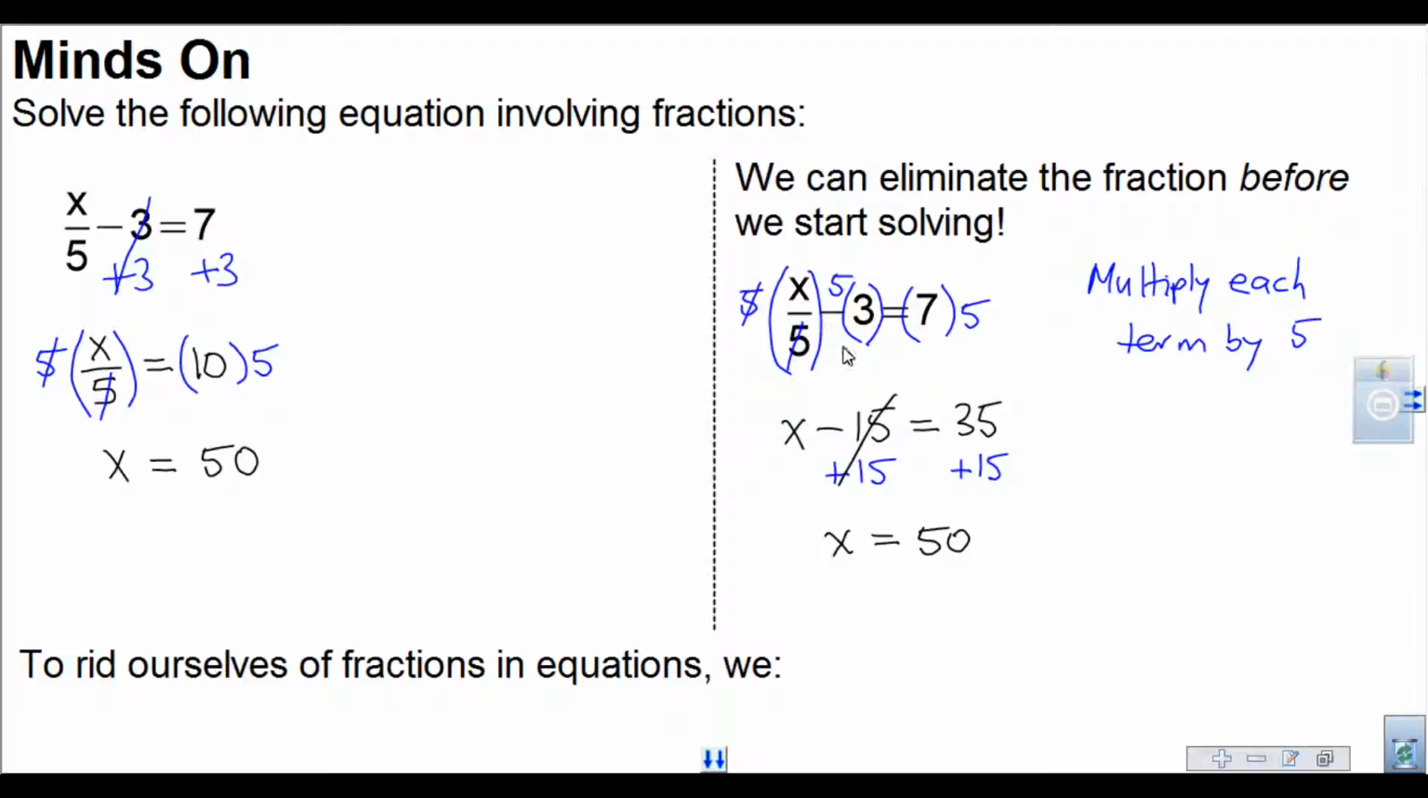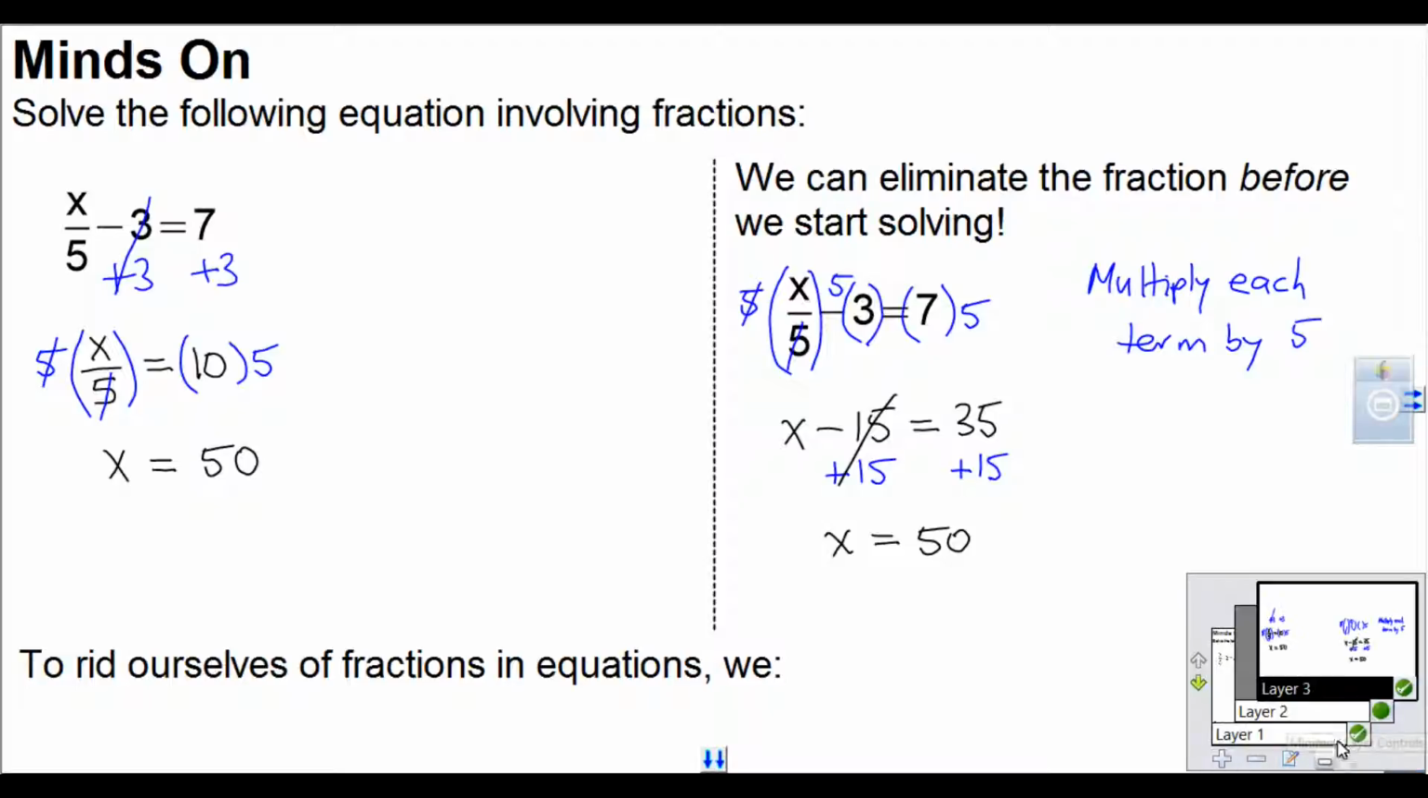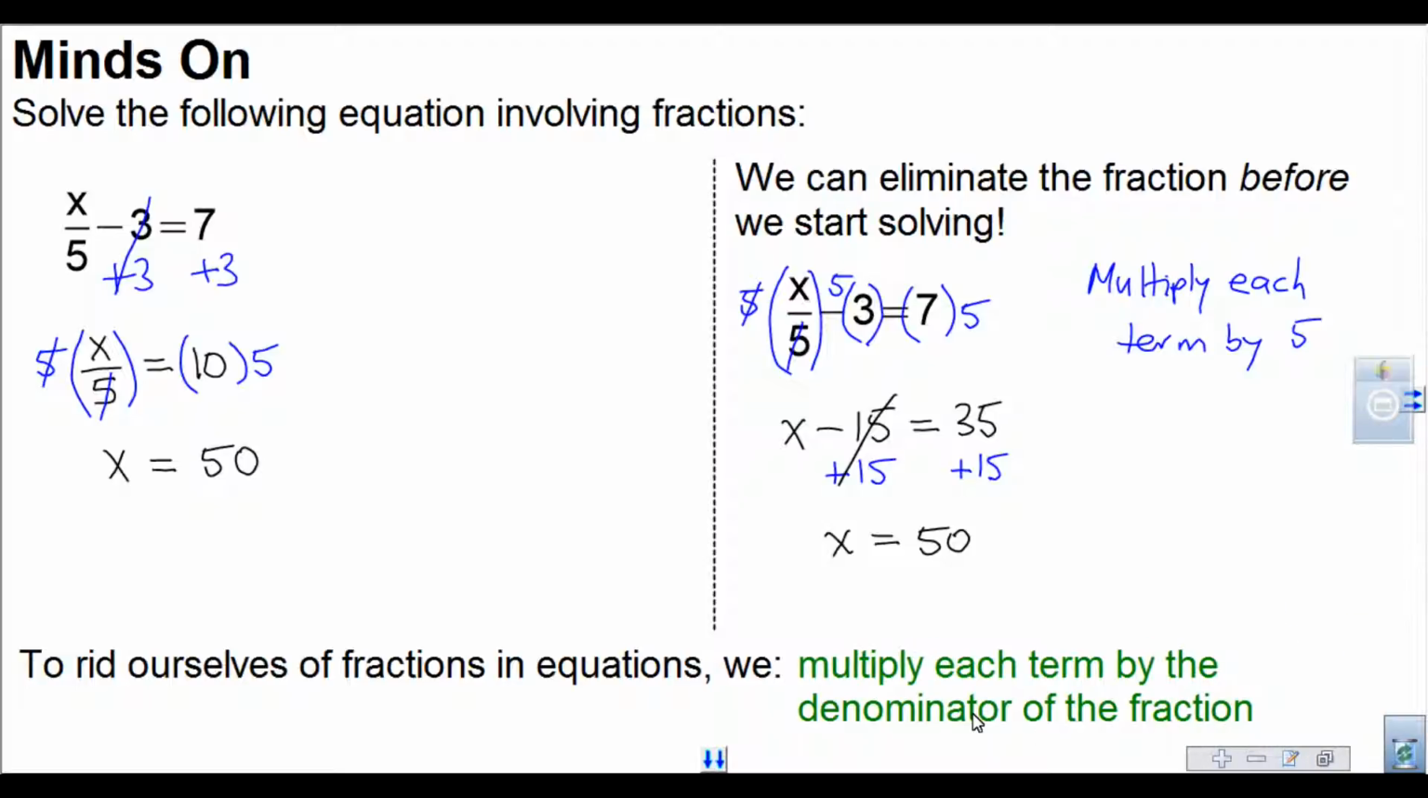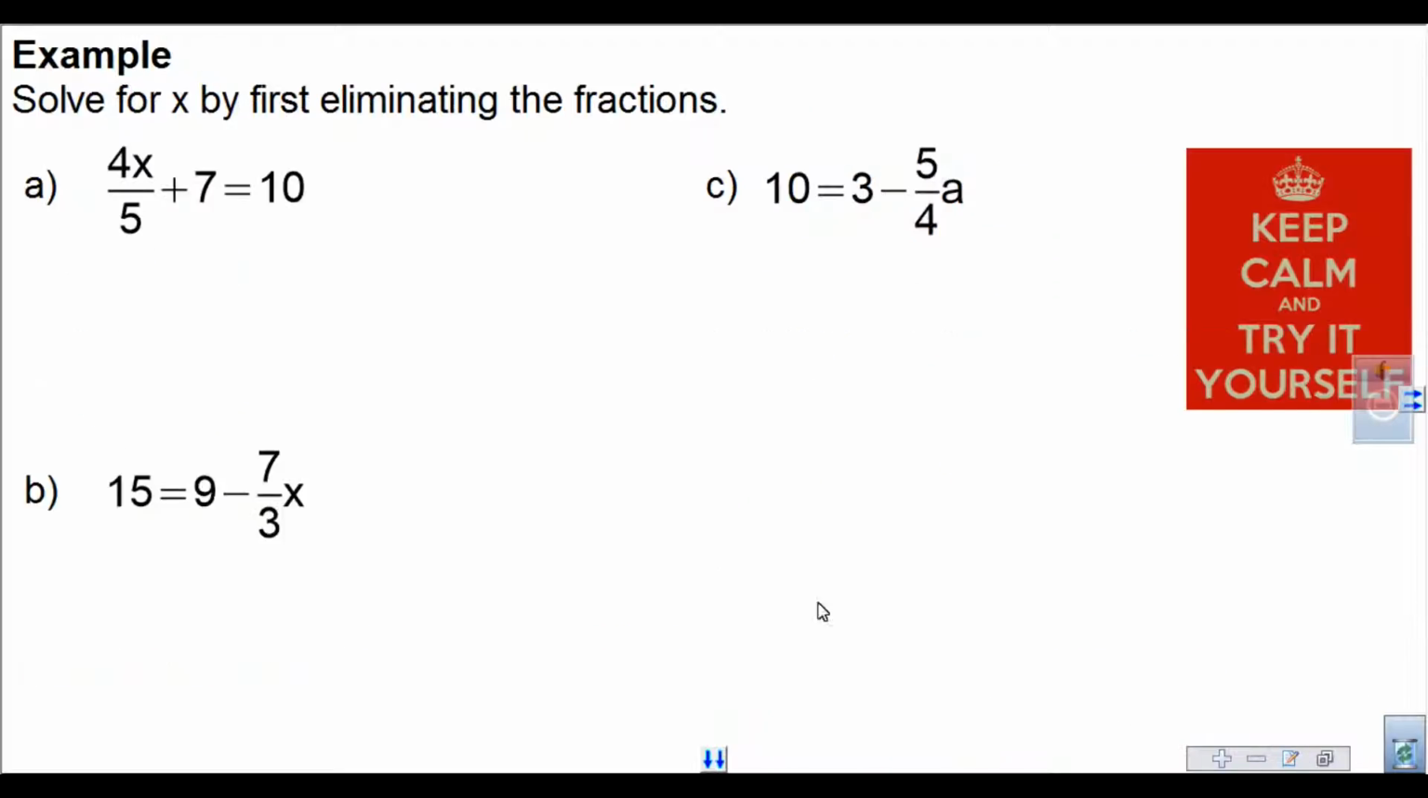But the main idea here is that we got rid of the fraction at the very beginning. And that's going to make things a lot easier, especially when we do more complicated equations with fractions. So the key for this video and this idea is to rid ourselves of fractions in equations. What we're going to do is we just multiply each term by the denominator of the fraction. Okay, so that's going to be our go-to step throughout the video. So let's take a look at these equations.